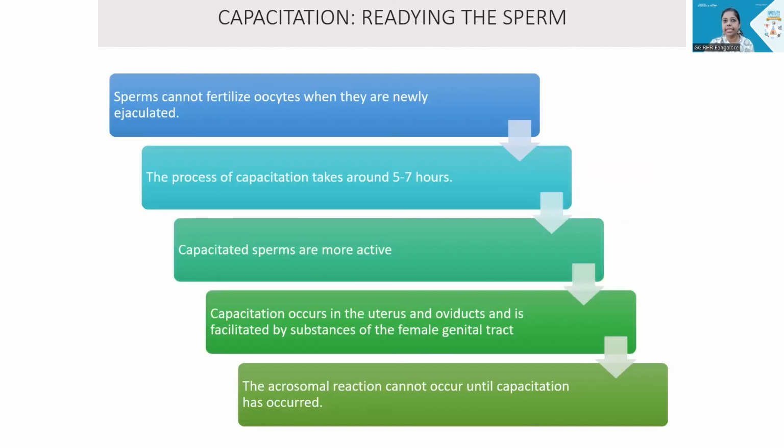So, capacitation: sperm cannot fertilize oocytes when they are newly ejaculated. The process of capacitation takes around 5 to 7 hours when sperms are more active, and it occurs in the uterus and oviducts, and it is facilitated by substances of the female genital tract. The acrosomal reaction cannot occur until the capacitation has occurred.